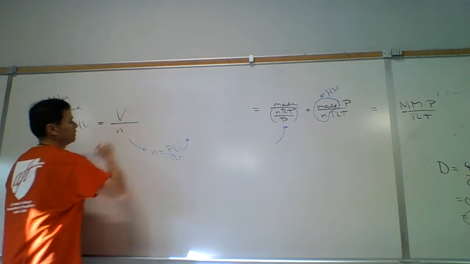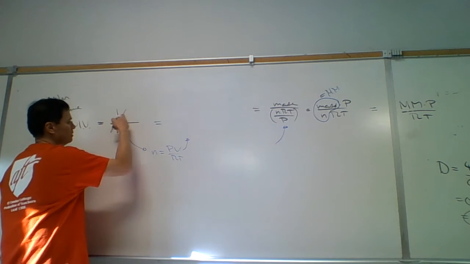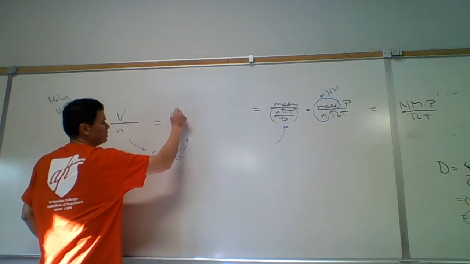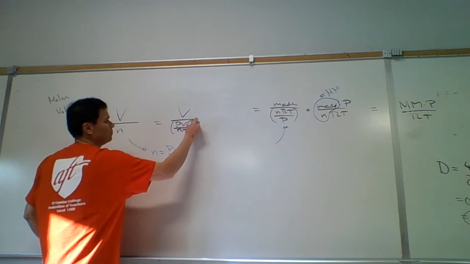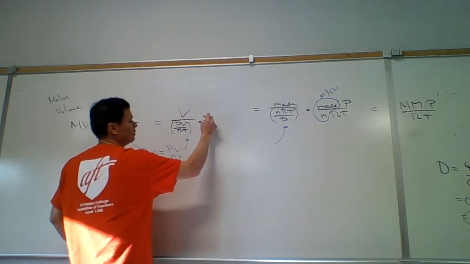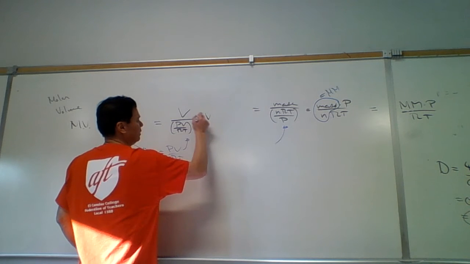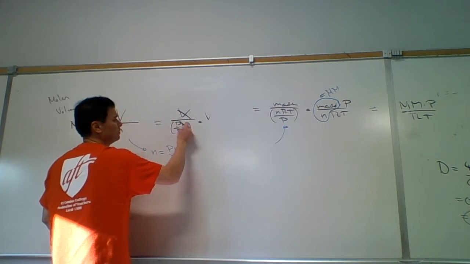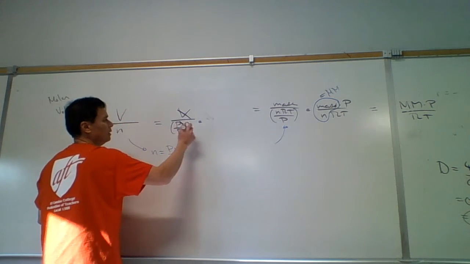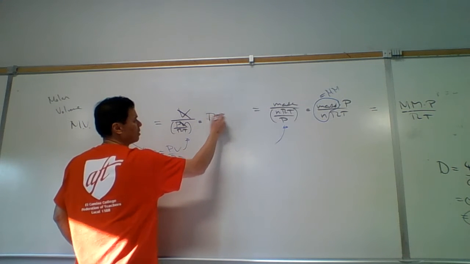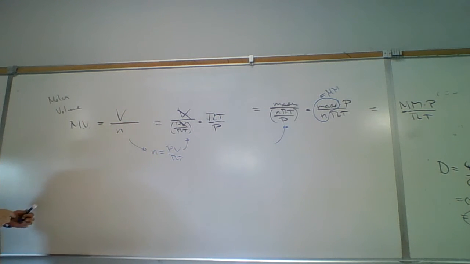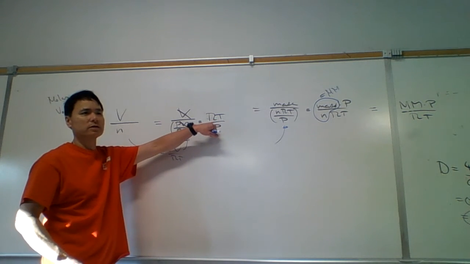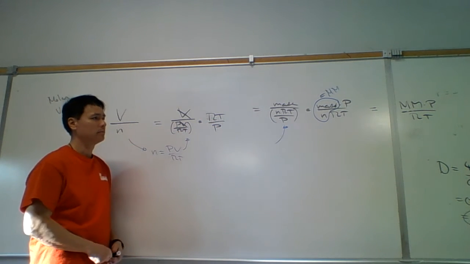And so we'll get the molar volume is equal to the volume over the moles, and then this is going to be volume over PV over RT. And then we're going to invert and multiply. The V's cancel. And invert and multiply. This comes out to RT over P. And so the molar volume only depends on the temperature and the pressure. It doesn't depend on what the gas is.